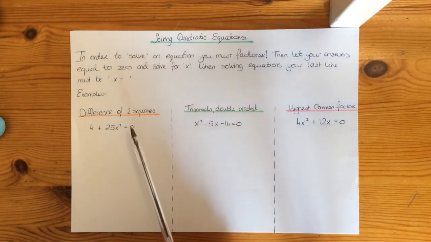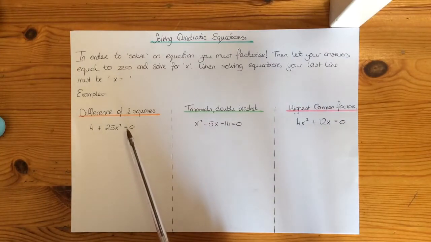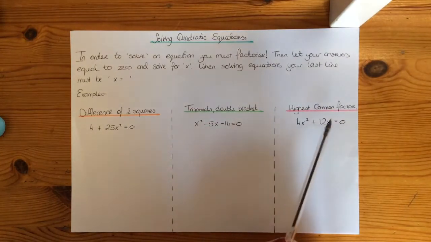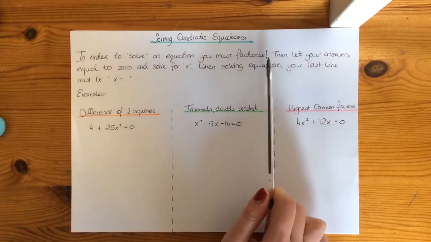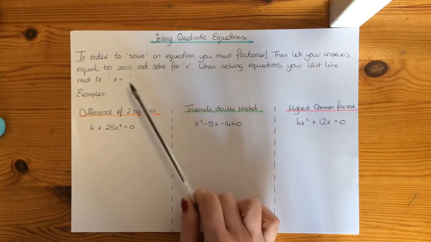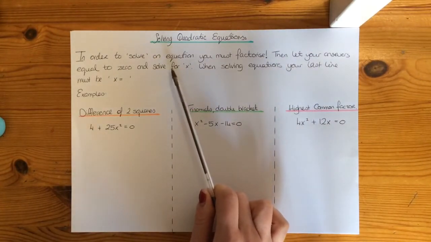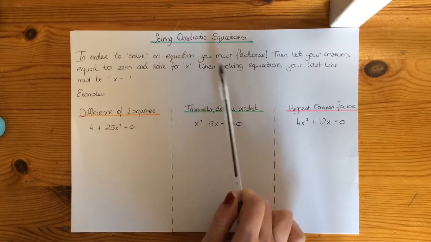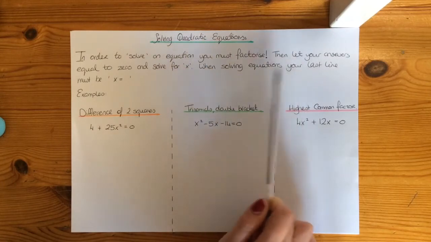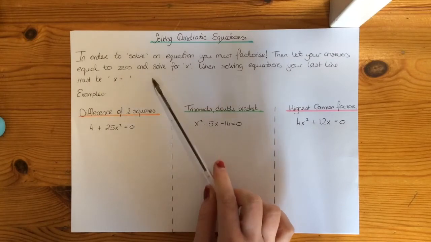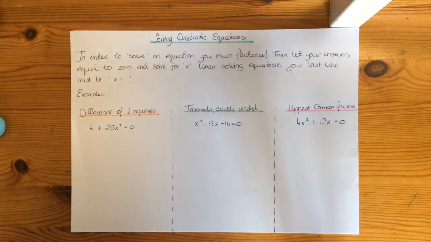So you'll notice here the difference between our other factorizing is this is equals 0, equals 0, equals 0. So once you have factorized, you let your answers equal to 0 and then solve for x. So when solving equations, your last line should always be x equals whatever number you have. Okay, so we're going to be factorizing and solving. So let's look at a few examples.